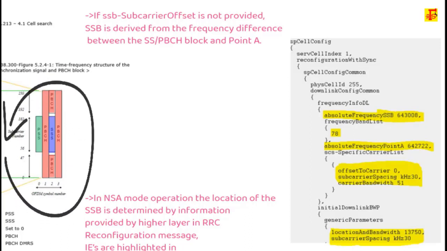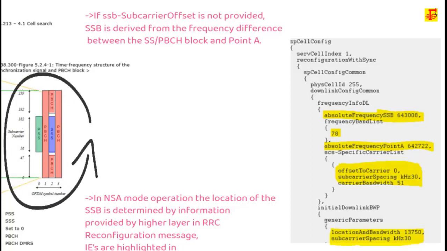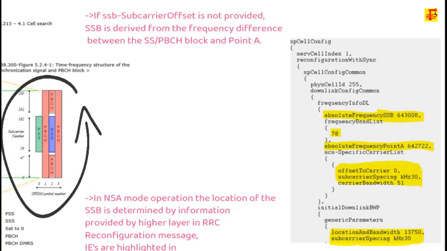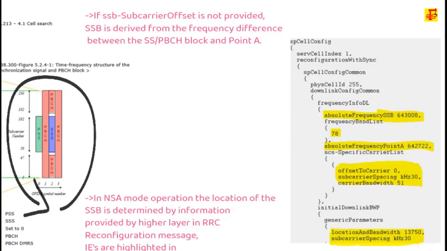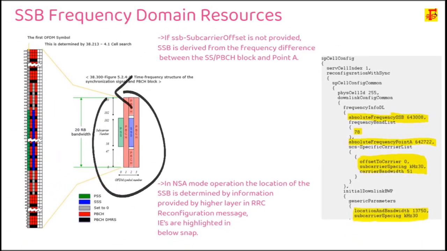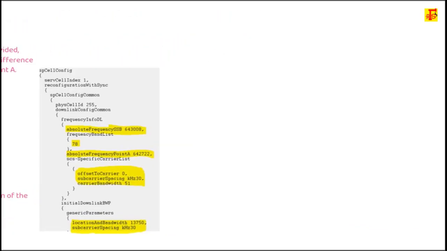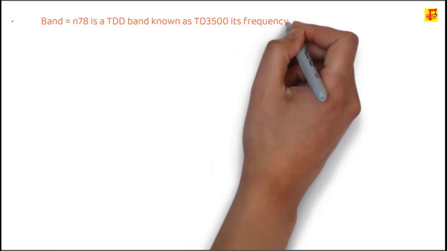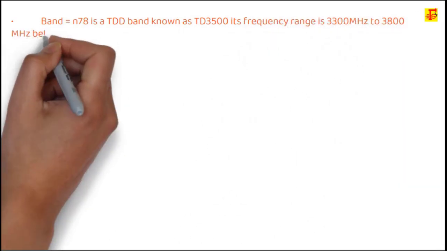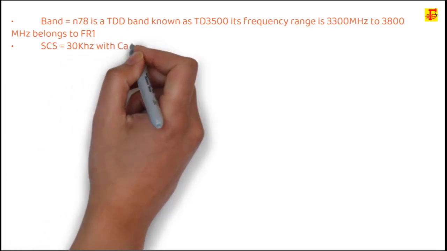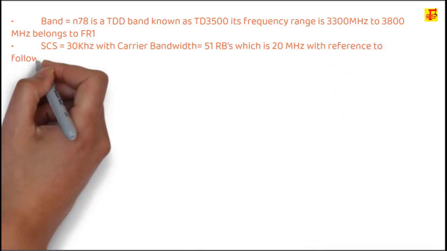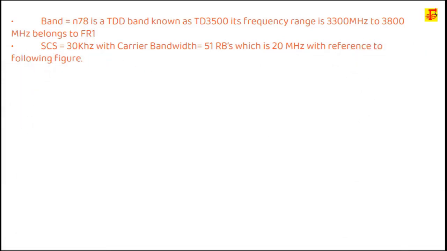In the initial downlink BWP, the location and bandwidth is 3750 and the subcarrier spacing is 30 kHz. So this information can be extracted from the above RRC reconfiguration message. Band N78 is a TDD band, right? Known as TDD 3500, with frequency range 3300 to 3800 megahertz. N78 is 3300 to 3800 and belongs to FR1.